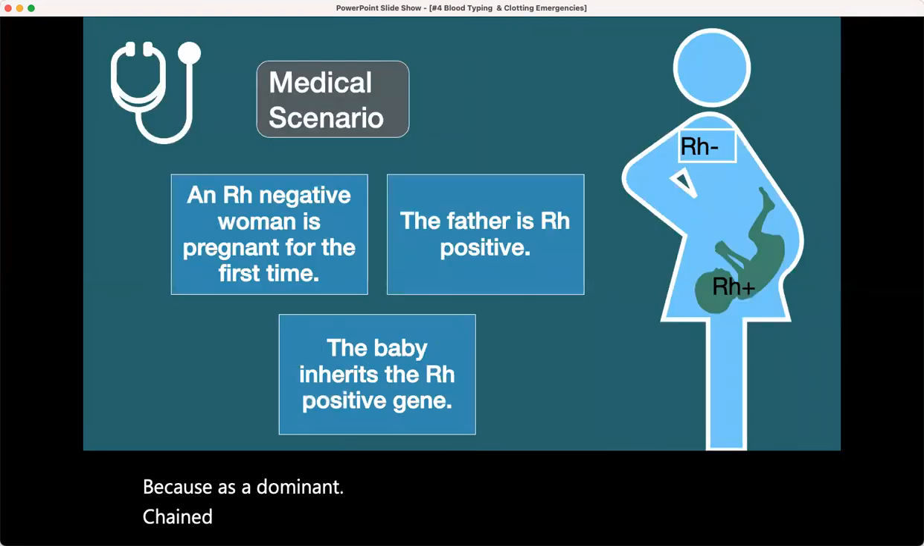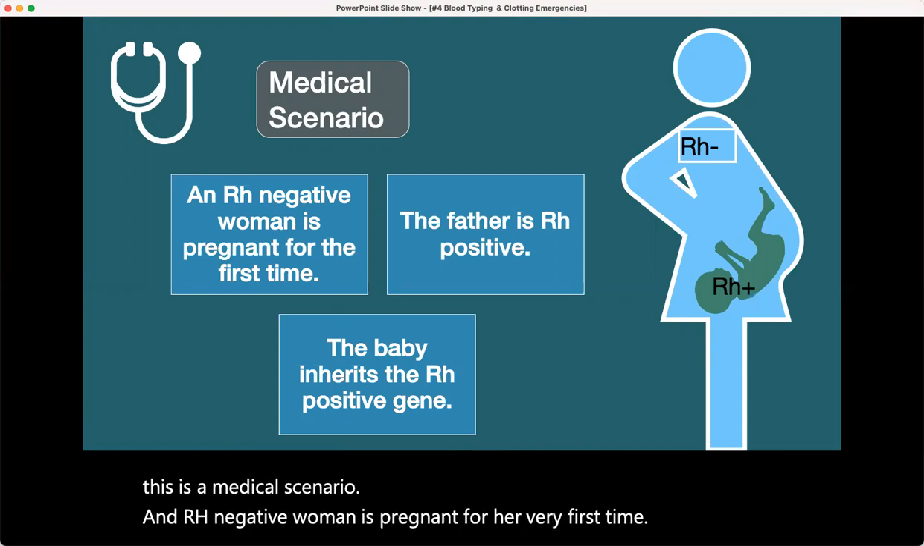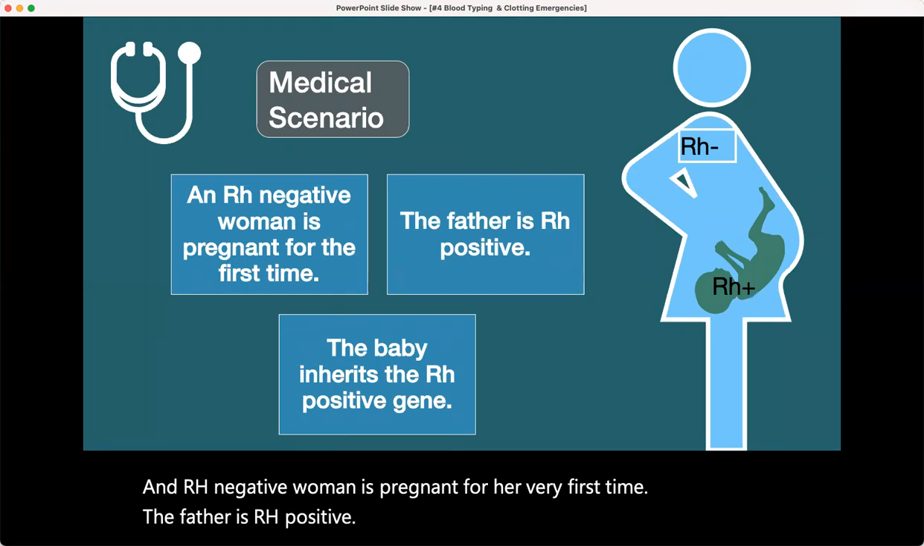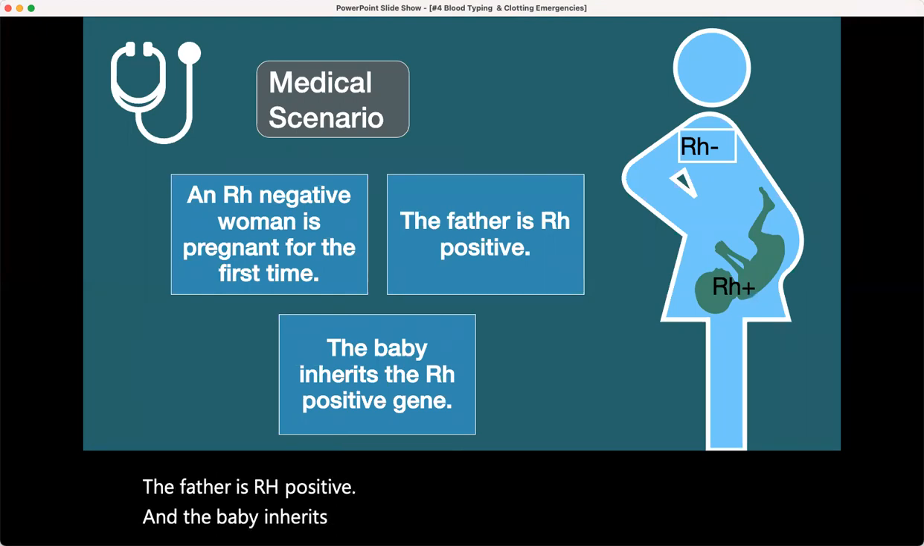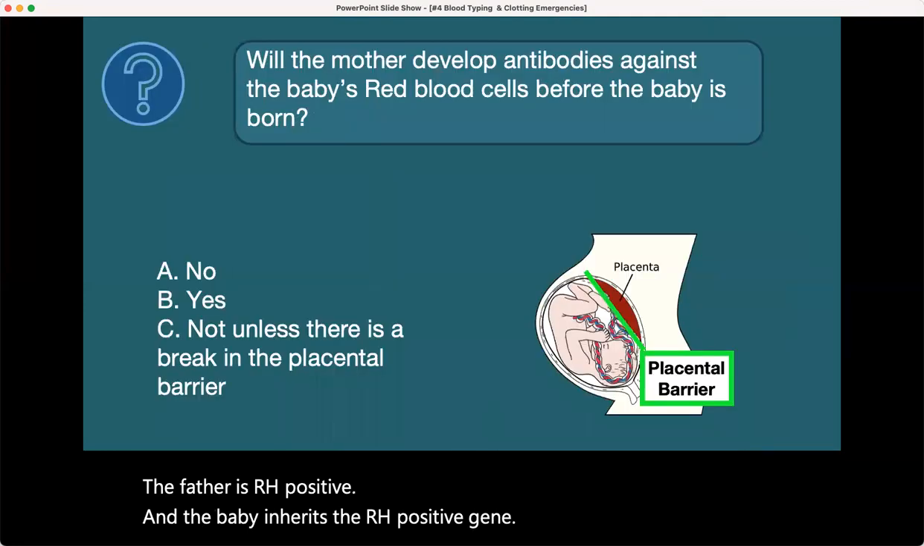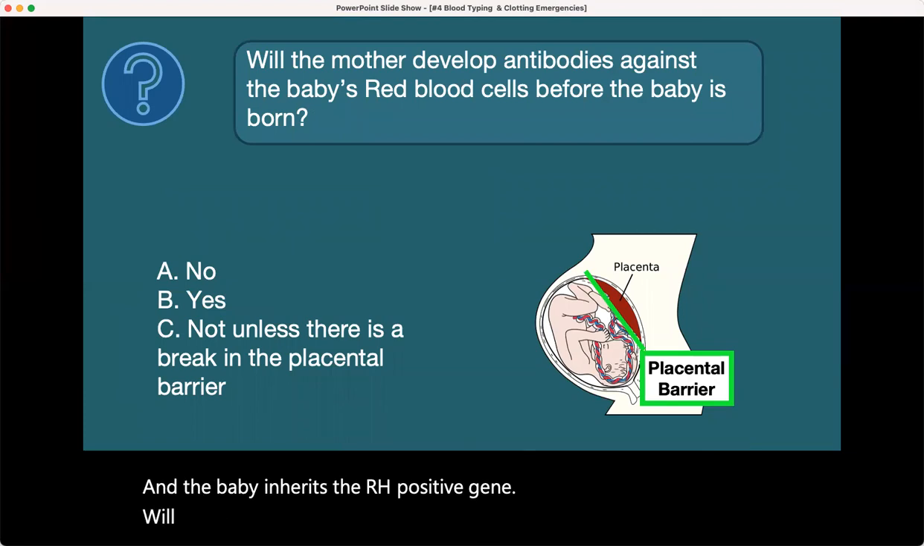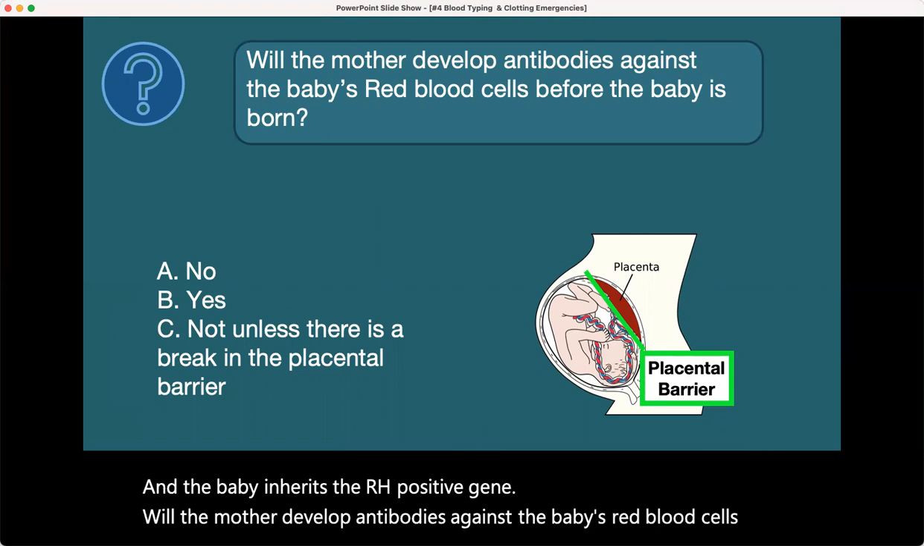Well, this is a medical scenario. An Rh negative woman is pregnant for her very first time. The father is Rh positive, and the baby inherits the Rh positive gene. Question: will the mother develop antibodies against the baby's red blood cells before the baby is born?